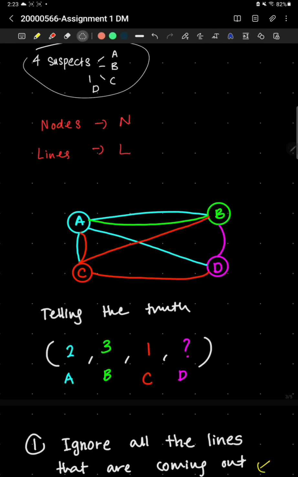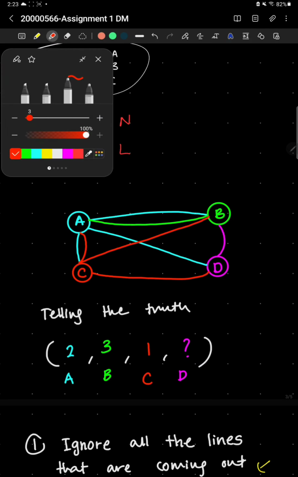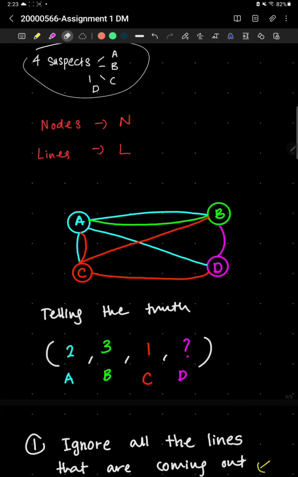Now for D, the last suspect, Dominic. Dominic is purple color. We remove the lines coming out from D and the ones not directly connected to D, which is this one, this one, this one, this one, and this one. So we have only two people, A and C, telling the truth for D. So now our cases are done.